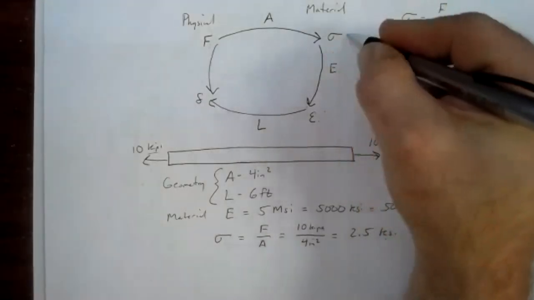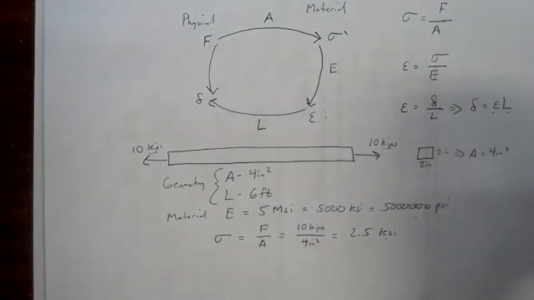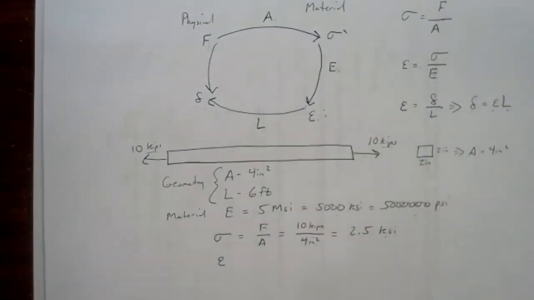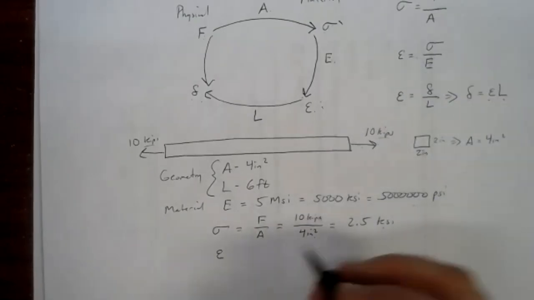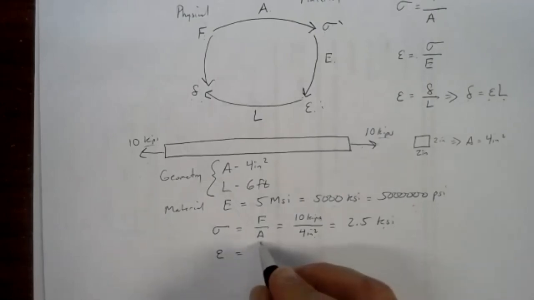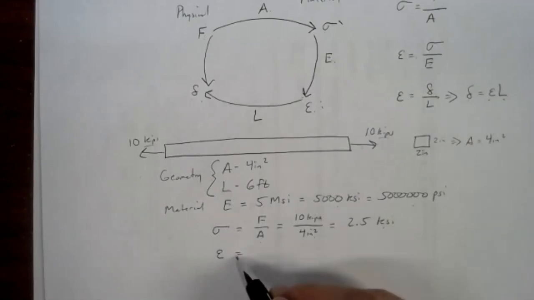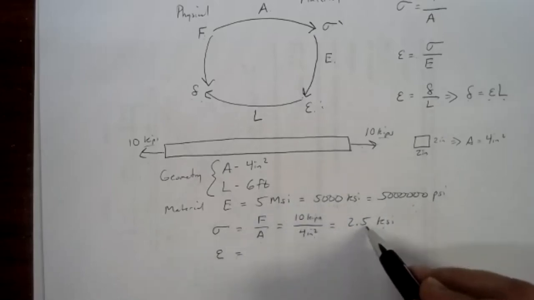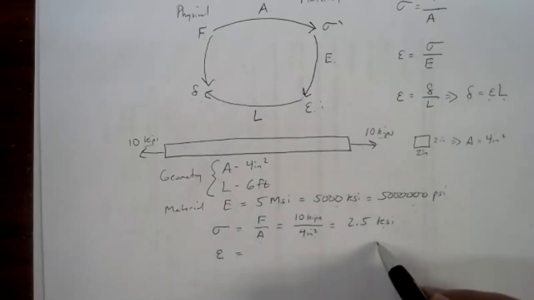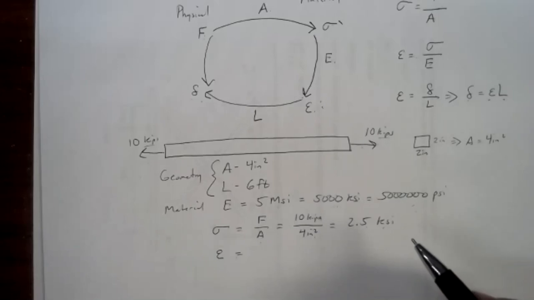So we're here now. We've got our stress. We need to figure out our strain, how much each inch is going to grow. Well, strain is stress divided by modulus. We have to pick the right units here, because remember, strain has to be dimensionless. The units have to cancel out. If I put 5 MSI and then 2.5 KSI in, I've got a mismatch between my units. You're always going to go with the prefix that matches your force.